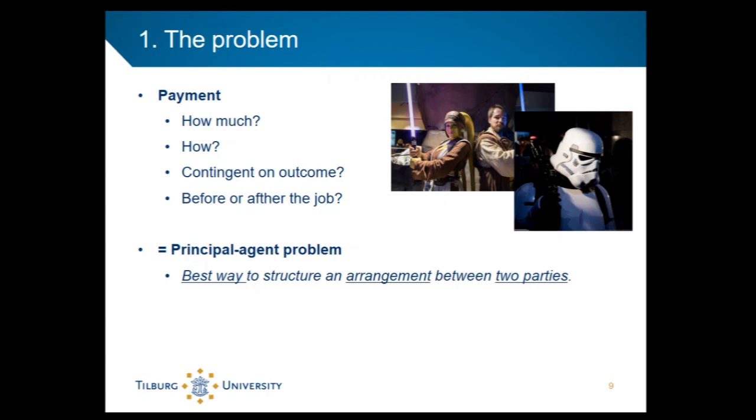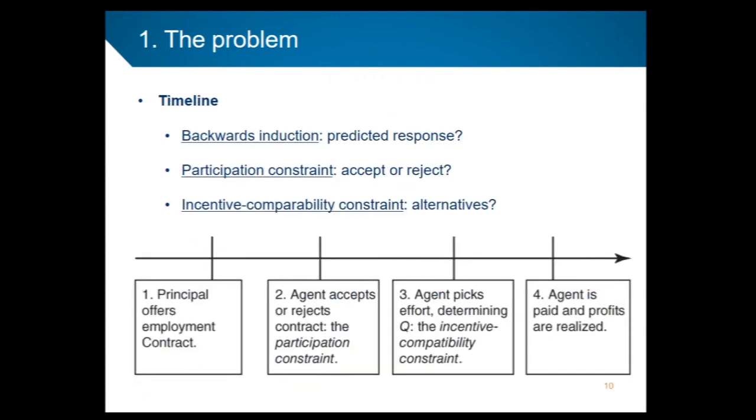Now, the principal-agent problem follows a kind of timeline. The timeline ranges from offering the contract to the realization of profits. So what happens first? First, the principal initiates. He will offer the agent a contract. So he will set the rules of the game. For example, I will tell the stormtrooper in the previous example he will earn 15 euros an hour and a 100 euro bonus upon successfully capturing the Jedi.